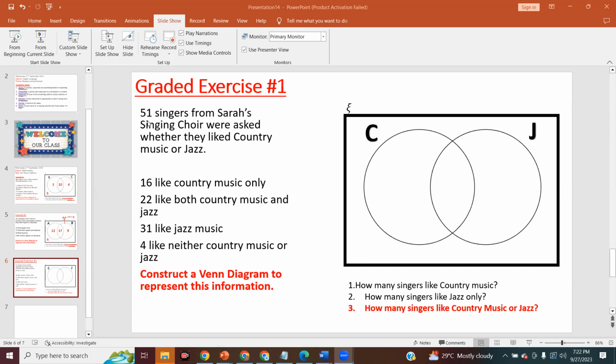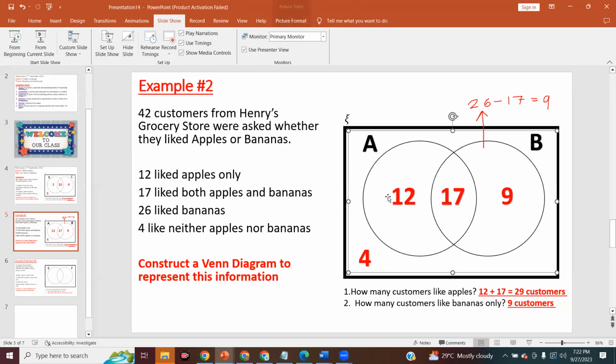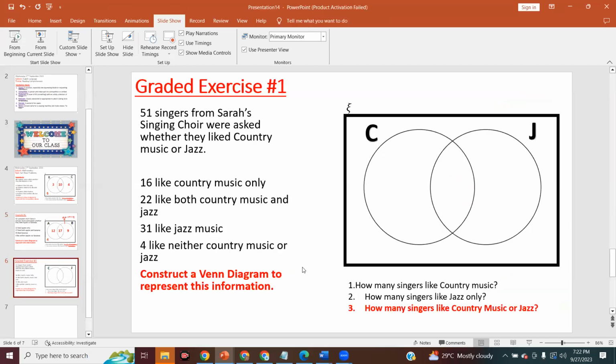So let's go over it. For this one, what do we have for C only? What do you have for that one? 16. How much you have? 16. Very good. 16 is correct.